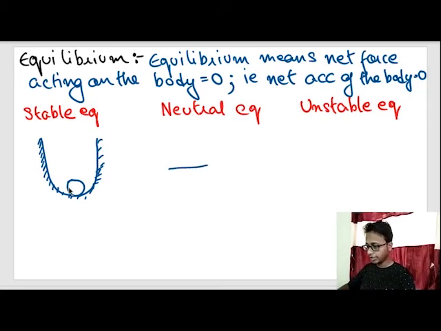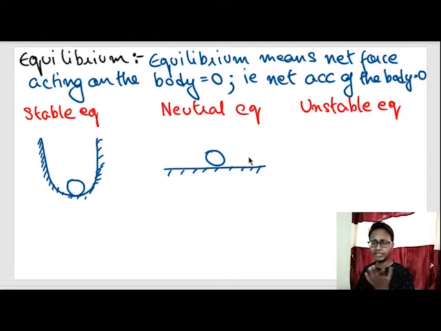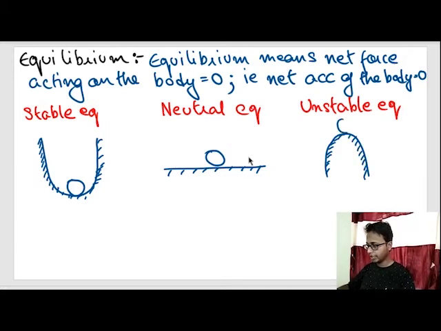In case of neutral equilibrium, if we push this, the net force out here is also 0. But if we push this towards left, it will stay out here. If we push this towards right, it will stay out here. So it doesn't matter, it is unbothered. It will stay wherever it is. So this kind of equilibrium is called neutral equilibrium. And suppose an inverted cup is kept and you are putting a ball on top of it. What is the force out here?